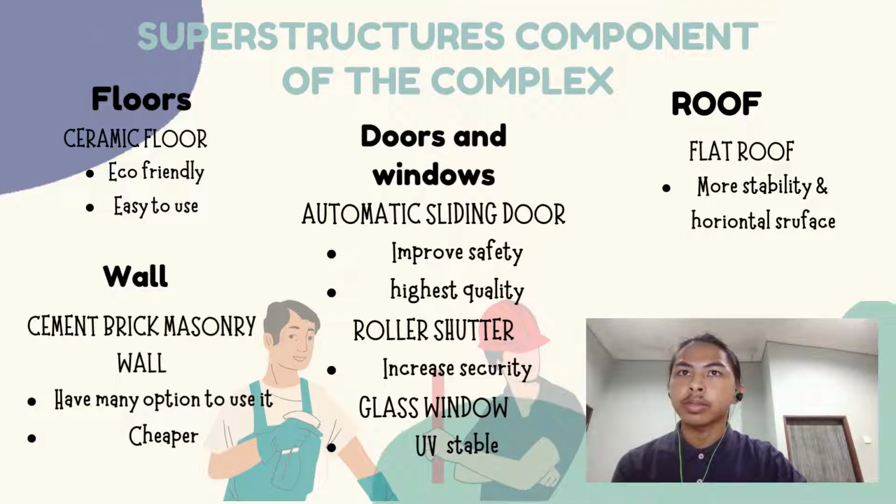Next, for walls, the selection of suitable wall for this building is a brick masonry wall for the entire wall of the building, because cement brick masonry wall have many options to use.